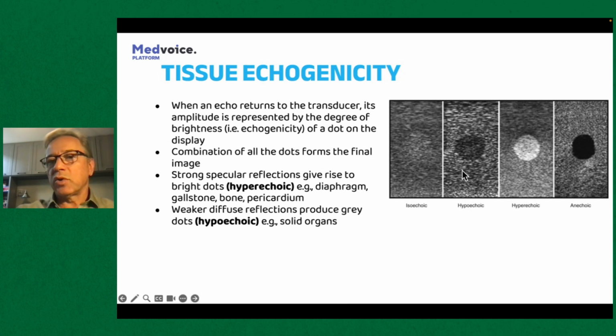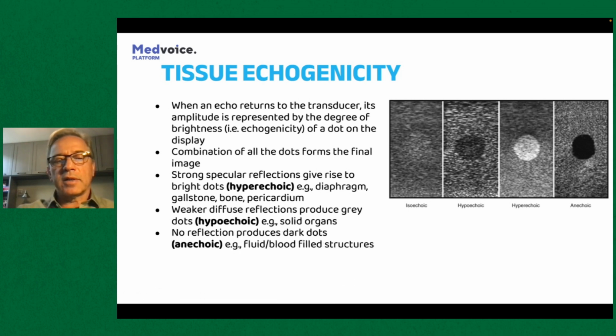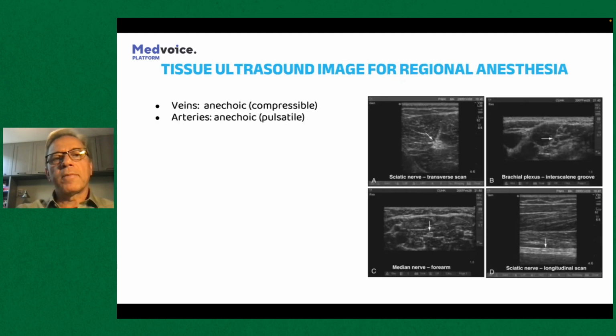These are solid organs. This could well be liver with a blood vessel inside. And anechoic is all fluid-filled surfaces. Anechoic is completely black. If you see something black, this is normally a vessel. Different tissues: veins are anechoic but compressible. Arteries are again anechoic, black, but pulsatile. That's how we distinguish between the two.